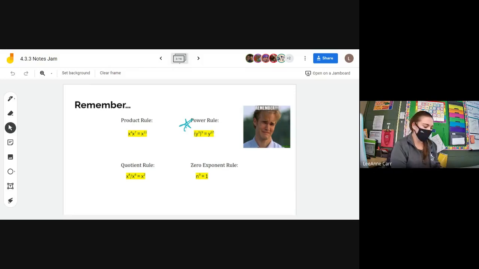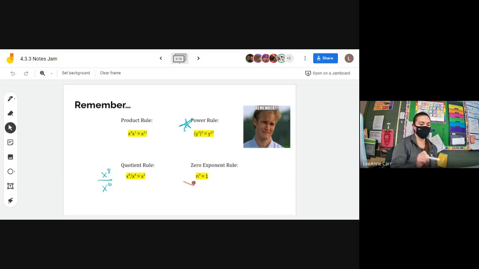Our quotient rule, for some reason, it wouldn't let me write it the way I actually wanted to write it. So it should look like that. They're the same thing. And this says if you're dividing terms, we subtract our exponents. So here we had x to the 8th over x to the 6th. We subtract and we get x to the power of 2, or x squared.